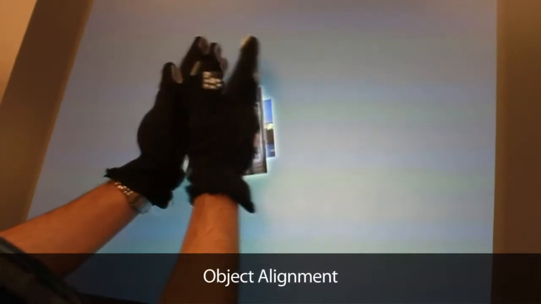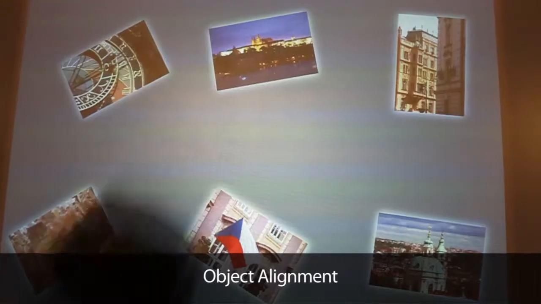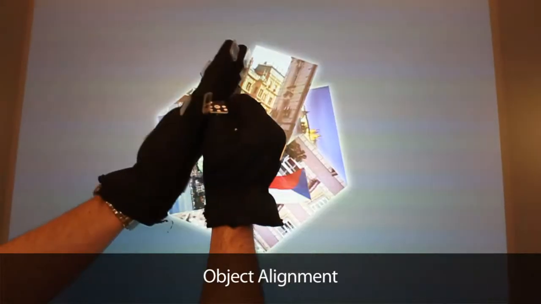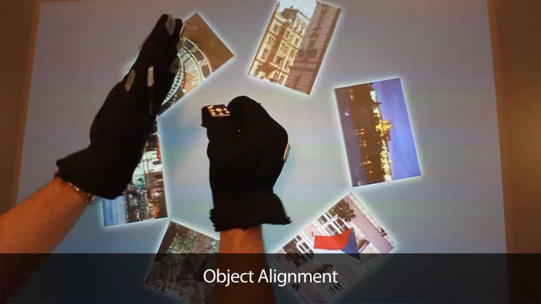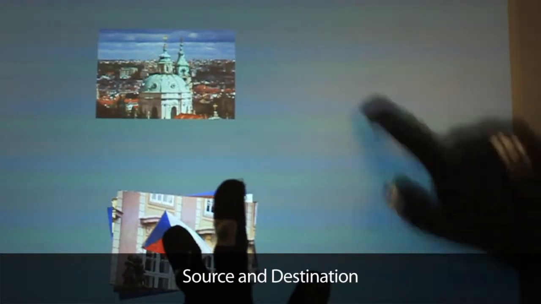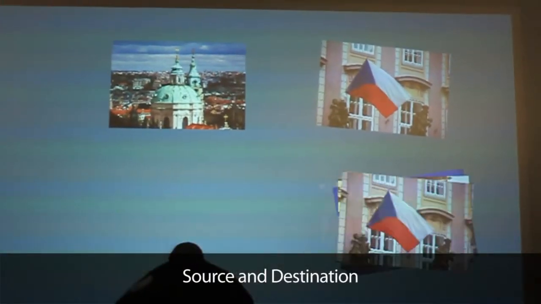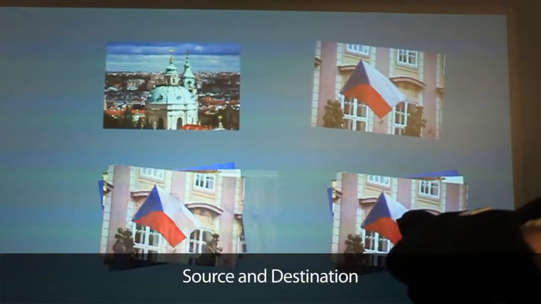Selected objects can be aligned in a linear fashion using two sides of the hand, or in a circle if using a fist together with the side of the other hand. Using an index finger moves a single item. The middle finger copies it. The index knuckle moves all items, while the middle knuckle copies the entire pile.